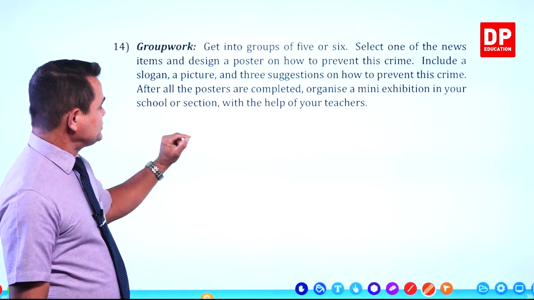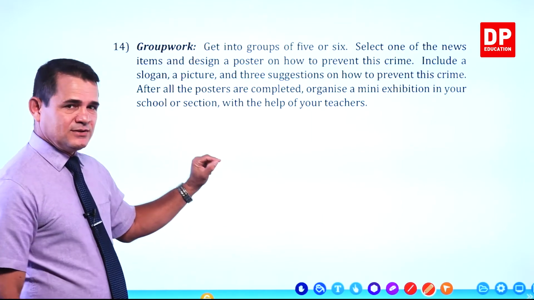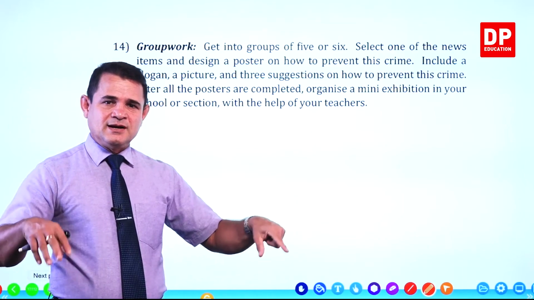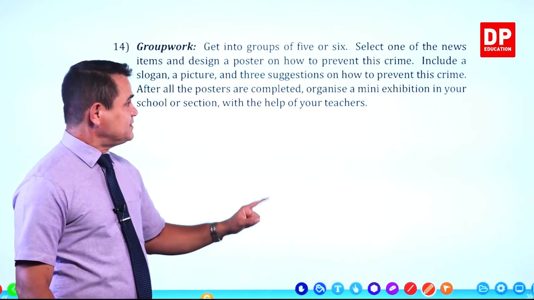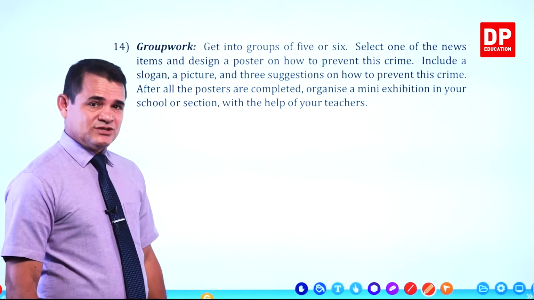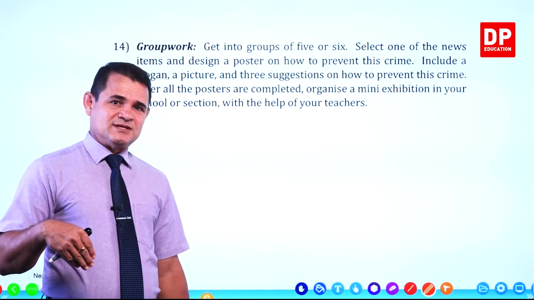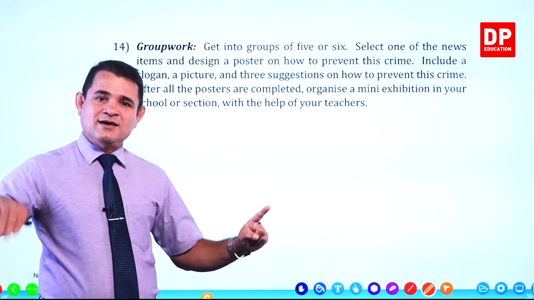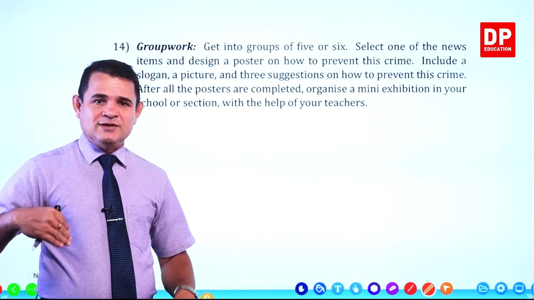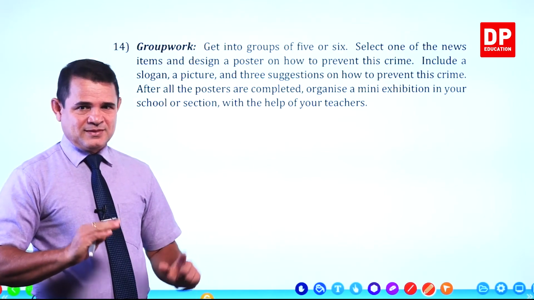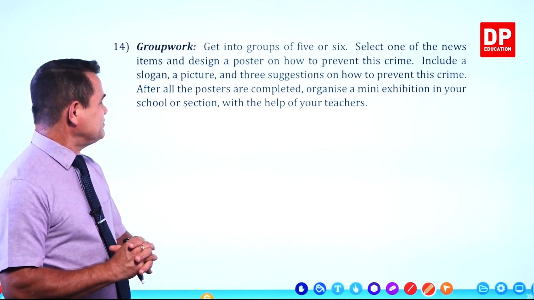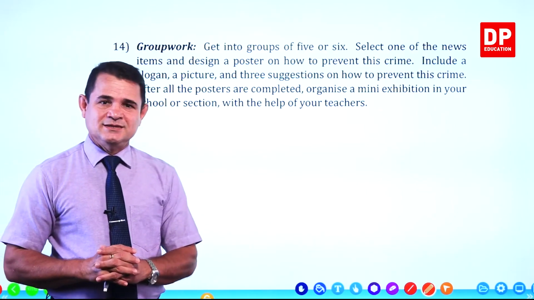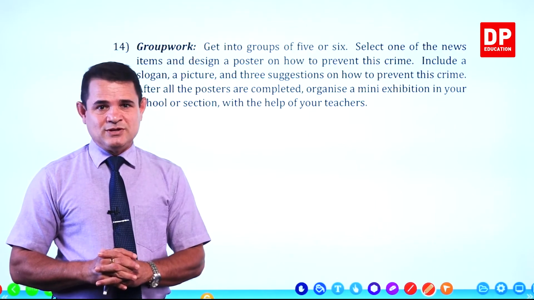After all the posters are completed. So when all the posters are completed in the groups, කණ්ඩායම් වල posters සම්පූර්ණ කරාට පස්සේ organize a mini exhibition. ප්‍රදර්ශනයක්, poster ප්‍රදර්ශනයක්. In your school or section, ඔබේ පාසලේ ඔබේ අංශේ, උසස් පෙළ අංශේ, විද්‍යාංශේ, කලාංශේ එහෙම තියෙනවානේ. You can organize a poster exhibition with the help of your teachers. With the help of your teacher, ඔබේ ගුරුවරුන්ගේ උදව්ව ඇතුව.